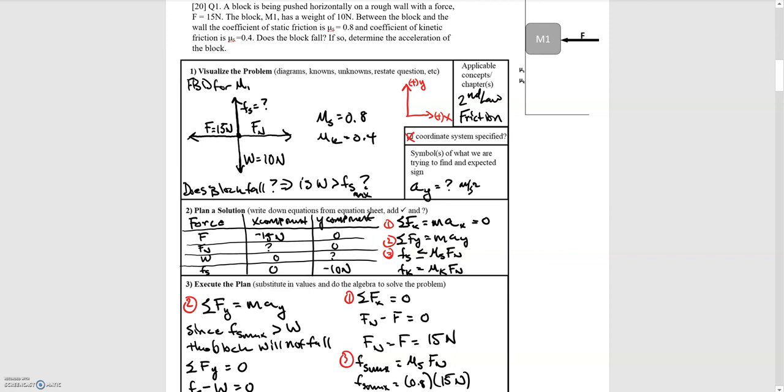So for the first problem, what we have is a block that's being pushed horizontally against a rough wall. So the keyword rough tells you that there is friction. So you're going to have to take into account friction. And so we're pressing on the block and we're asked, does the block fall?